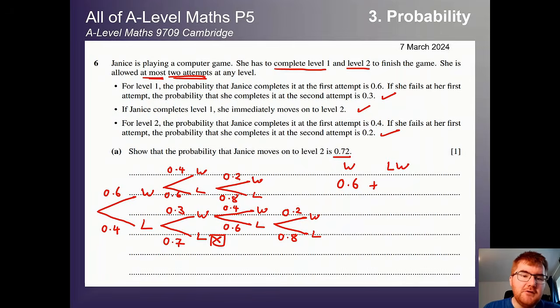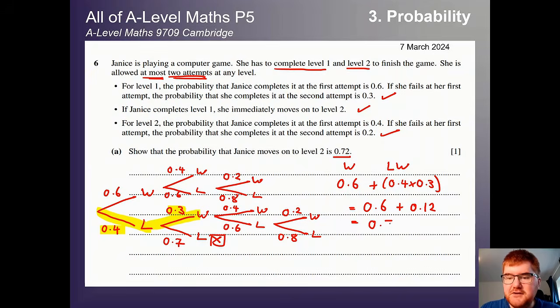Remember, as we're going along the branches, so if we get the highlighter out here, so she loses and then she wins. These probabilities are the 0.4 and 0.3. We're going to multiply together, so we get 0.4 times 0.3. And these are the only two situations where she gets on to level 2. So if we work this out, we get 0.6 plus 0.12. It's one of these lovely show that questions. So we do get 0.72. All is good, and we get that 1 mark.